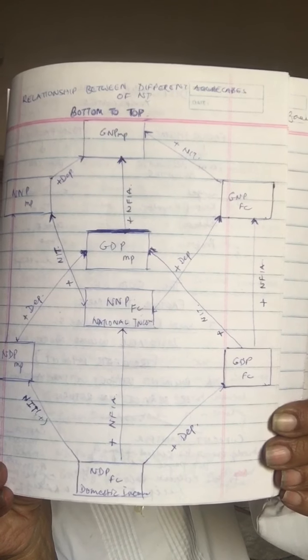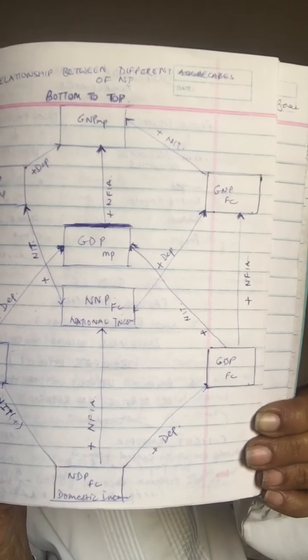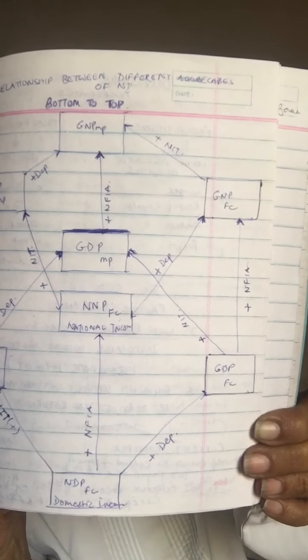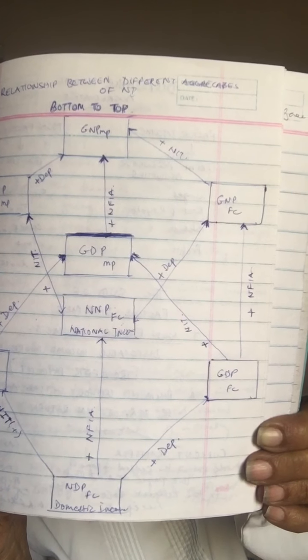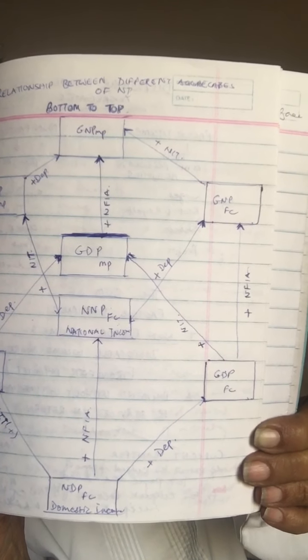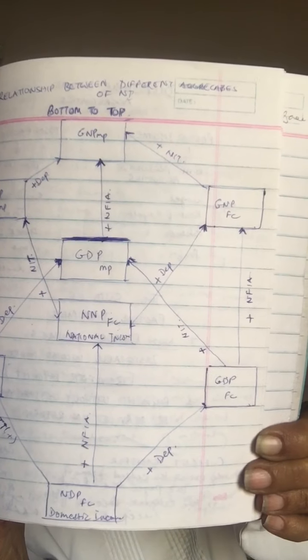So you see how we juggle with the variables, adding or subtracting in an aggregate, to get whatever aggregate we want.